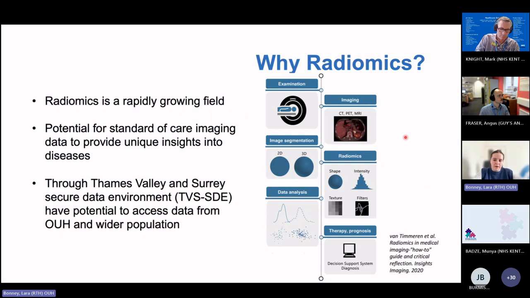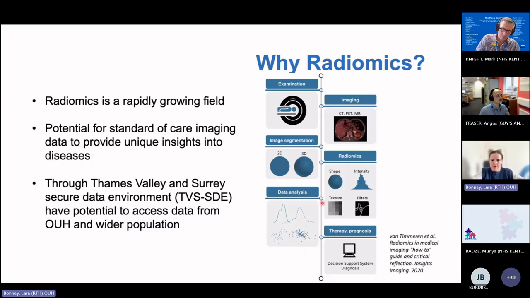Radiomics is quite a rapidly growing field. There's been a huge number of publications on it in the last couple of decades that show that if you extract these features, you can then correlate them with patient outcomes, and they are showing something that's biologically informative. And so there's quite a lot of potential for standard of care imaging data to provide unique insights into diseases in this field.